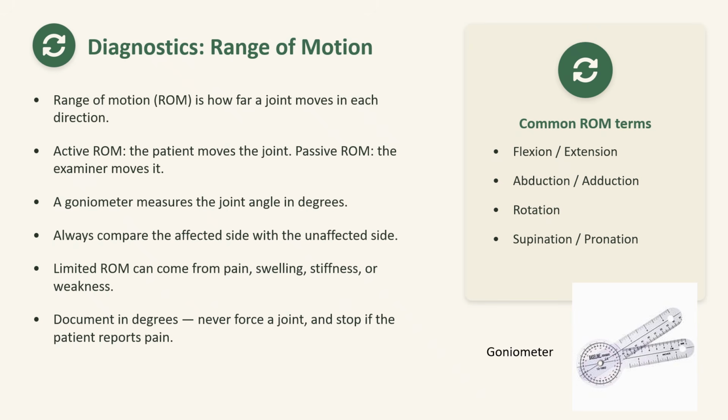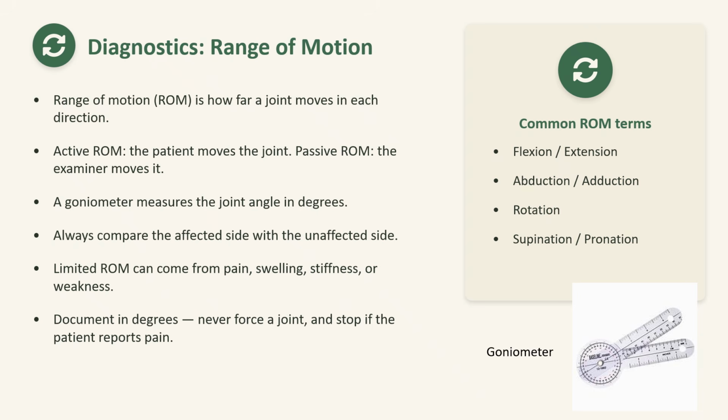That difference is diagnostic. If a patient can't lift their arm, but you can lift it easily for them, the joint moves fine. The problem is muscle or nerve. If neither of you can move it, the joint itself is restricted. The goniometer, which looks like a protractor with two arms, measures the joint angle in degrees so we can document objectively: elbow flexion to 110 degrees rather than saying a joint is somewhat limited. Always compare the affected side to the unaffected side. The patient's own opposite limb is the best reference standard there is.